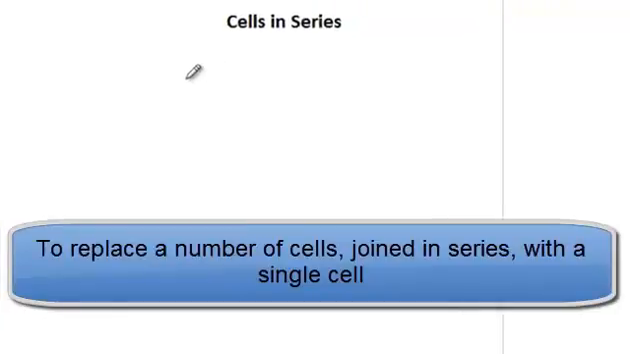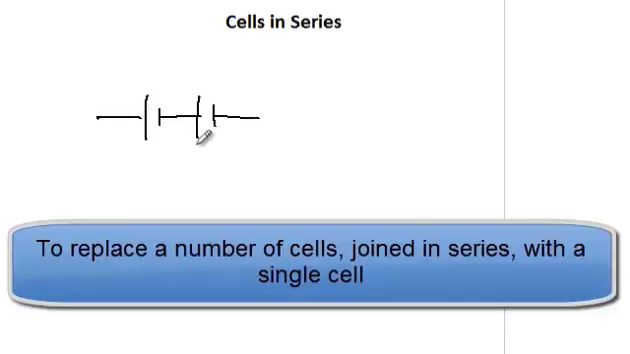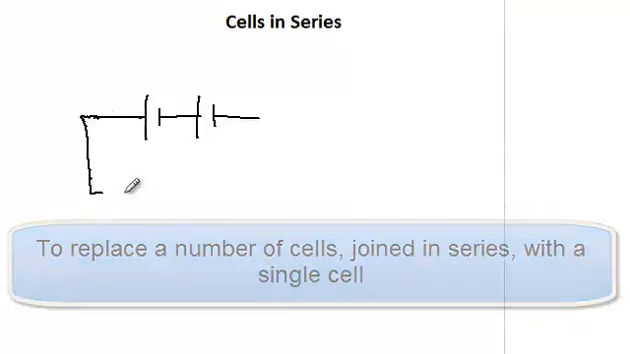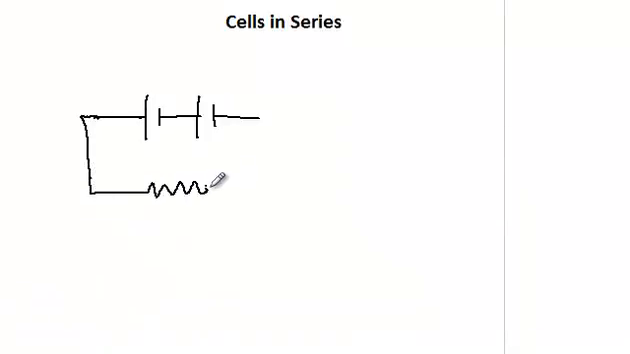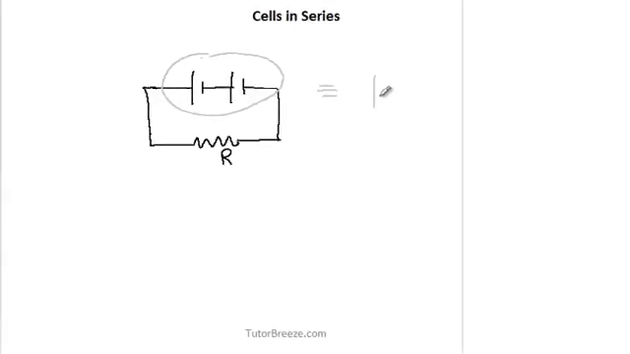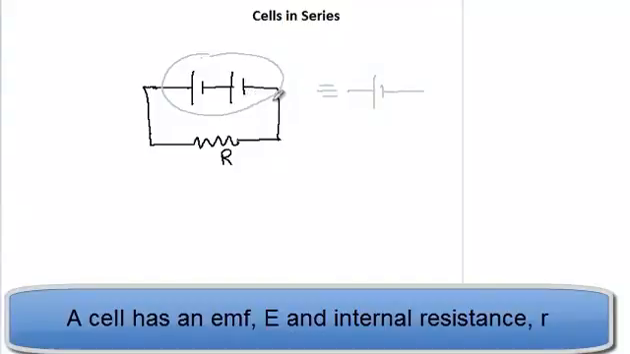In this lesson we are going to talk of a series combination of cells and find what is the equivalent EMF of this combination. Say you have these two cells which are joined in series with each other, and this is connected to an external resistance R. Now if you want to replace this combination of cells with a single cell, we want to find what is the EMF of the cell with which this combination of cells can be replaced.